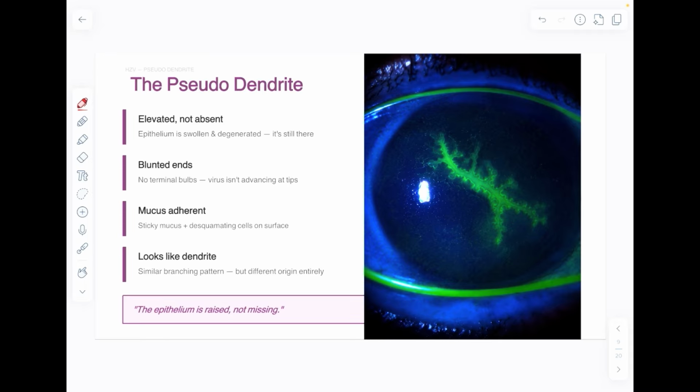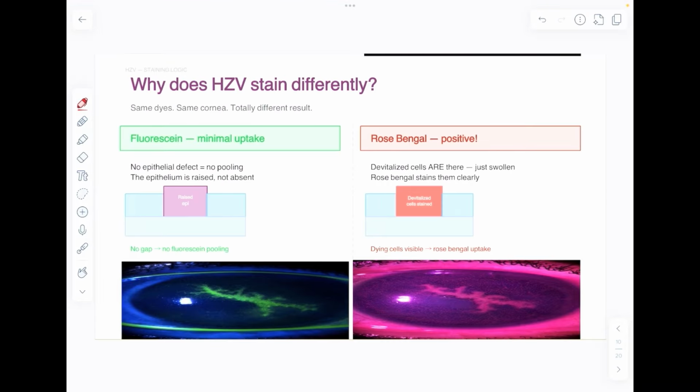Pseudodendrite is what? It is the elevated epithelial cells. Okay, epithelium is swollen and degenerated, but it is still there. Blunted ends. Okay, there is no bulb. Looks like a dendrite, but there is no terminal bulb. So the epithelium is raised but not missing. So why herpes zoster stains differently? As we have seen, the fluorescein will stain only where there is no epithelial cell. But here, epithelial cells are there. So very faint to minimal to no staining with fluorescein happens in case of herpes zoster.